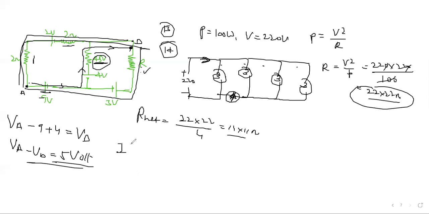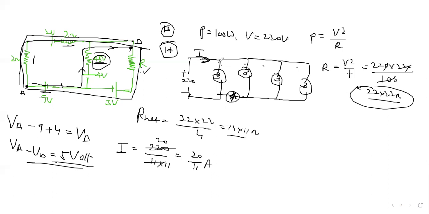Now what is the net current? Net current will be net voltage 220 by net resistance, 11 into 11. If you want to simplify this, you can, because 11 goes 20 times. So 20 by 11 ampere, that's the net current. Now the net current that starts here is 20 upon 11.